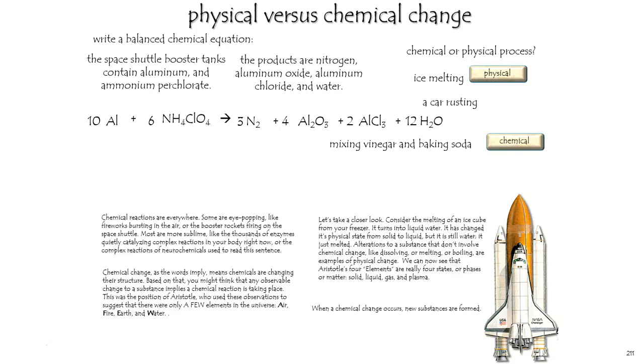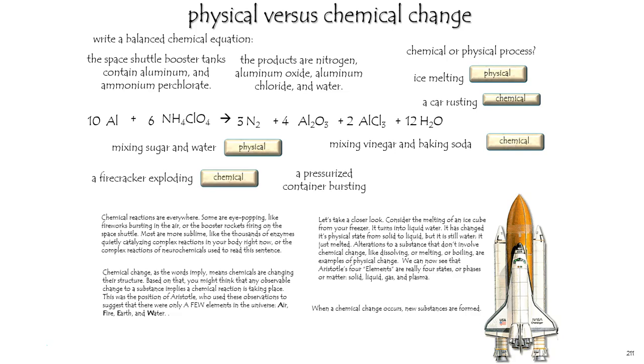A car rusts. Iron turns into iron oxide, a new substance, chemical. We're mixing sugar and water. The sugar will dissolve in the water, but it's still simply dissolved sugar, therefore physical only. Firecracker explodes. That produces all sorts of new gases and is certainly chemical in nature. We have a container which is pressurized until it bursts. You might ask what's making it pressurized, but if it was simply due to heating it up and nothing changes inside, that would be a physical process. This is an introduction to physical versus chemical change.